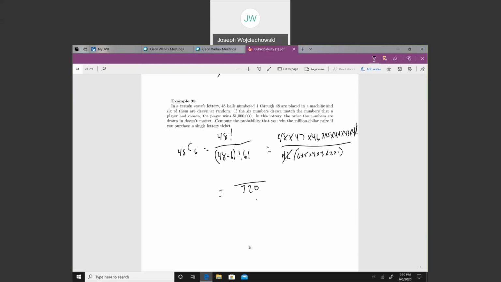And let's see what happens there. 48 times 47 times 46 times 45 times 44 times 43, and I get 8,835,488,640. Divide that by my 720, and I get there are 12,271,512 combinations. How many winning tickets are there? One. So the probability of a win is 1 out of 12,271,512.